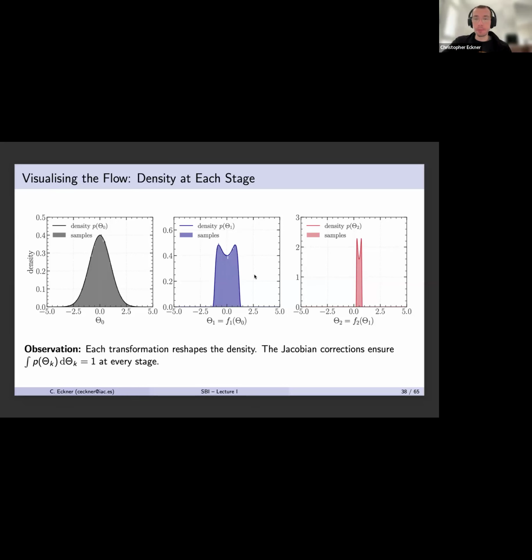But at least multimodality is possible to achieve. Of course, this can be made deeper by adding more steps in the transformation. But for visualization purposes, this is the general structure, or the general gist, behind normalizing flows.